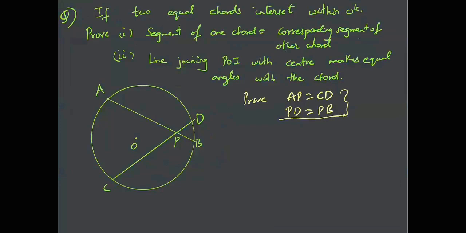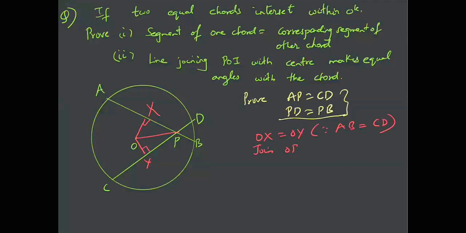Yes, let us discuss this one. So we are dropping the perpendiculars. If I drop the perpendiculars, say this is X and this is Y, then OX is equal to OY because the chords are equal, then they are equidistant from the center, right? Equal chords are equidistant from the center. And let us join OP.